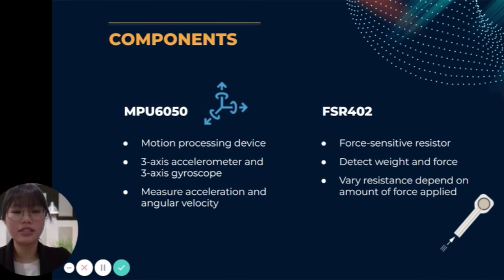FSR402 is a force-sensitive resistor which is used to measure weight and force. It will vary its resistance depending on the amount of force applied. The higher the force applied, the lower the resistance.